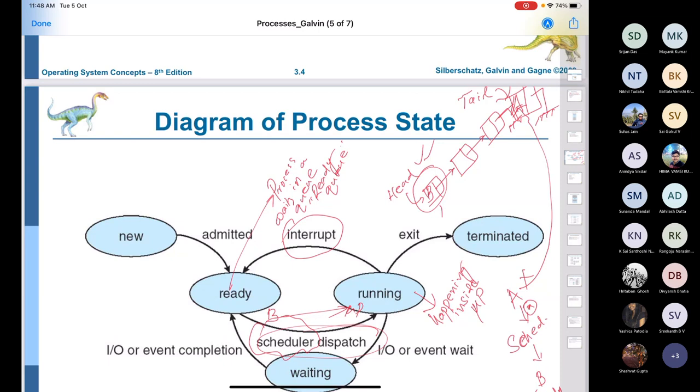Why to the back of the ready queue? Because process A, you just now had a hold of the microprocessor. We have to share it between so many processes. You just now had your hold, so you go and wait at the end. When your time comes, again you will get hold. In the meantime, B starts running.